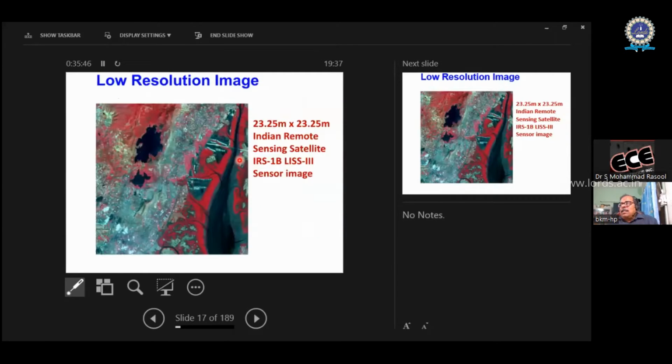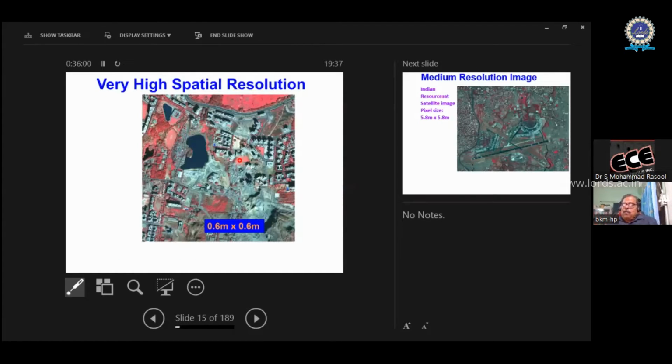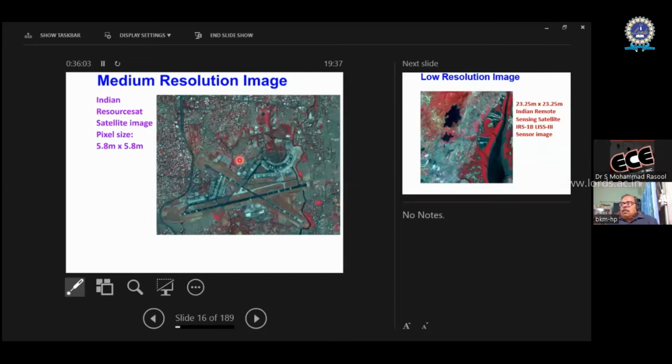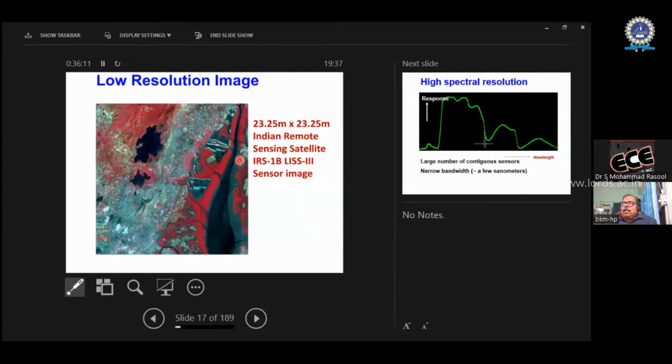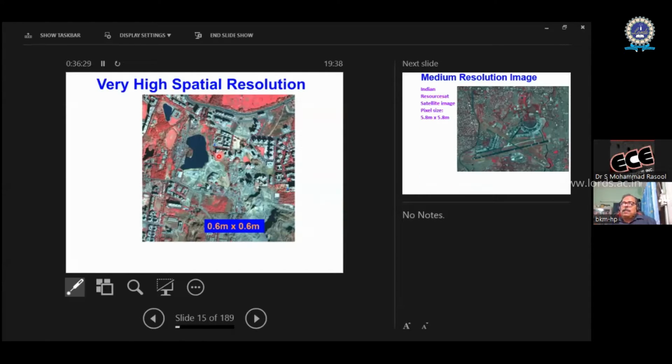This is 6 meters. This is 23 meters. So the area captured in the image will be really large, but the amount of detail you get diminishes. Here, small area, but lot of detail. Resolution is less, but area covered is more. Resolution is even less, area is covered quite a lot. So depending on what application you are using the images for, you can choose. This kind of data is today freely available. This will be available for a small cost. This will be expensive.